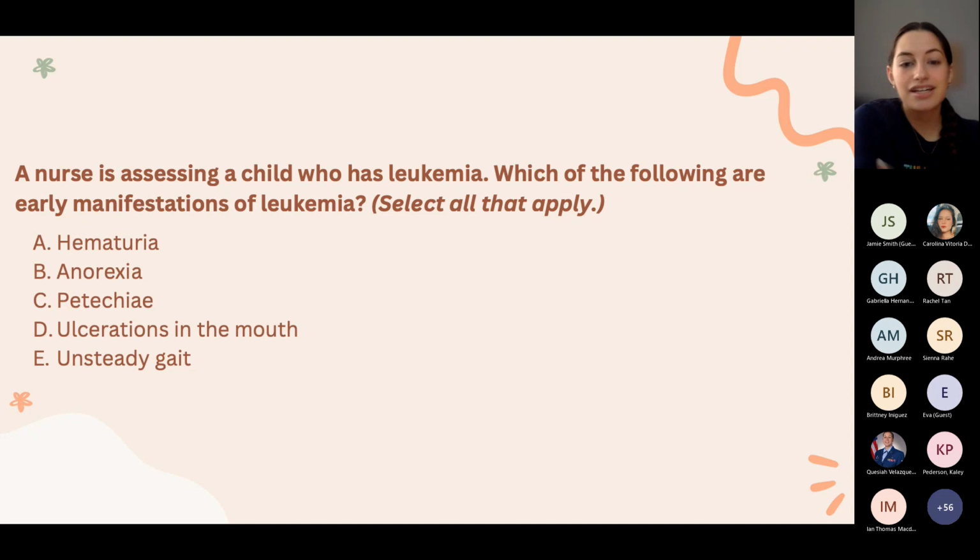All right, a nurse is assessing a child who has leukemia. Which of the following are early manifestations of leukemia? Select all that apply. Hematuria, anorexia, petechiae, ulcerations in the mouth, unsteady gait.